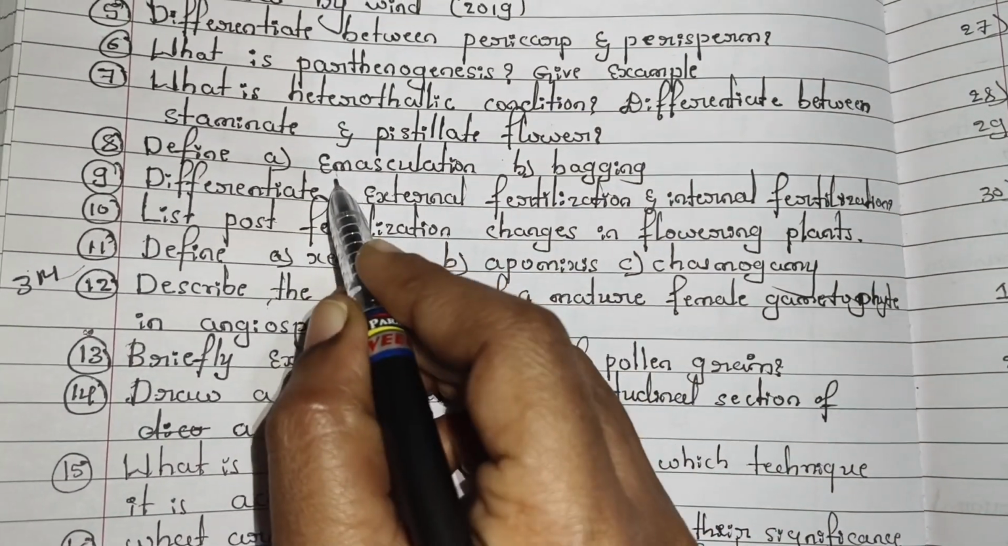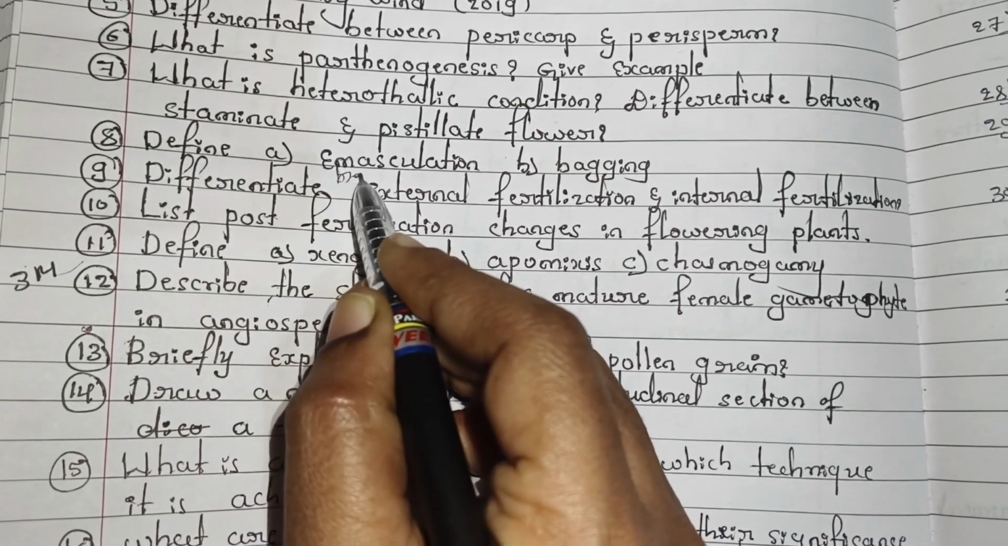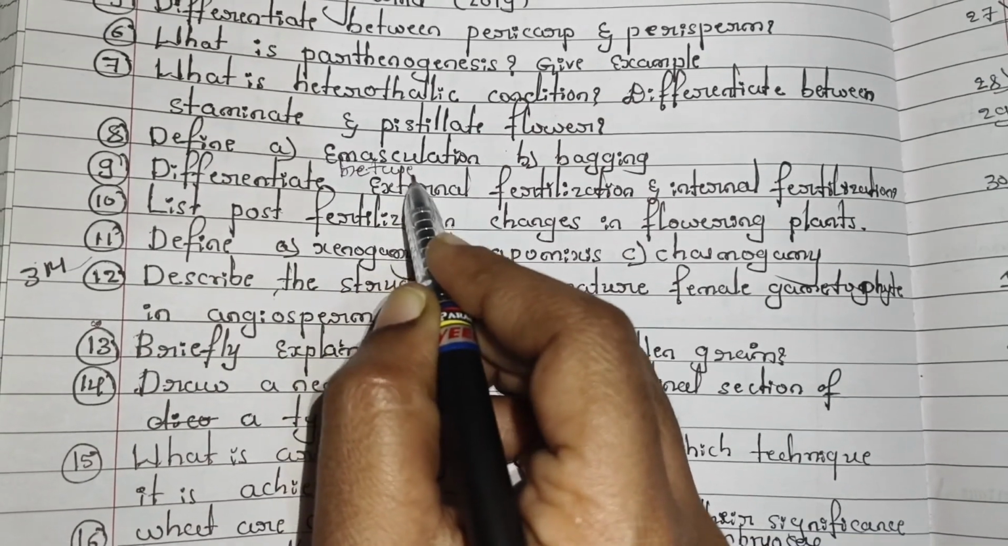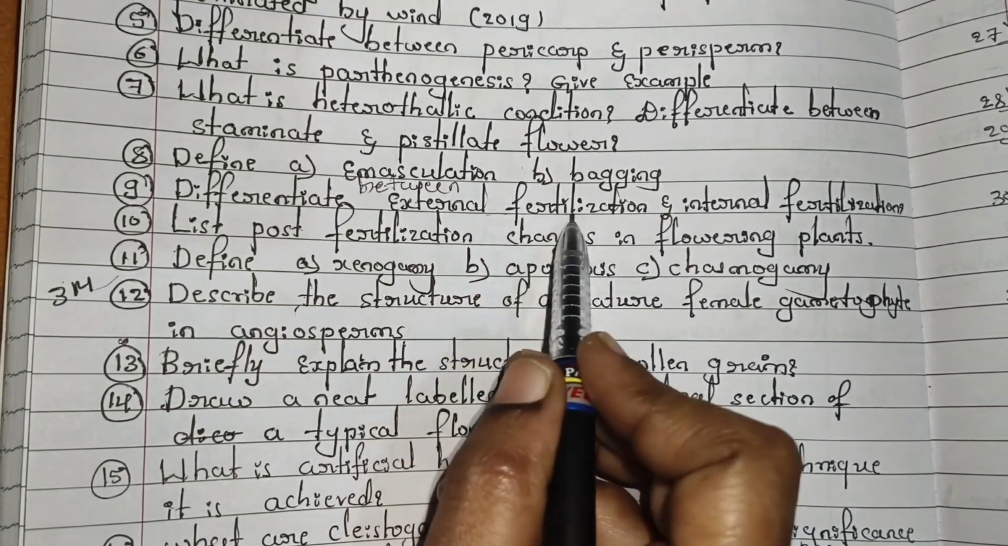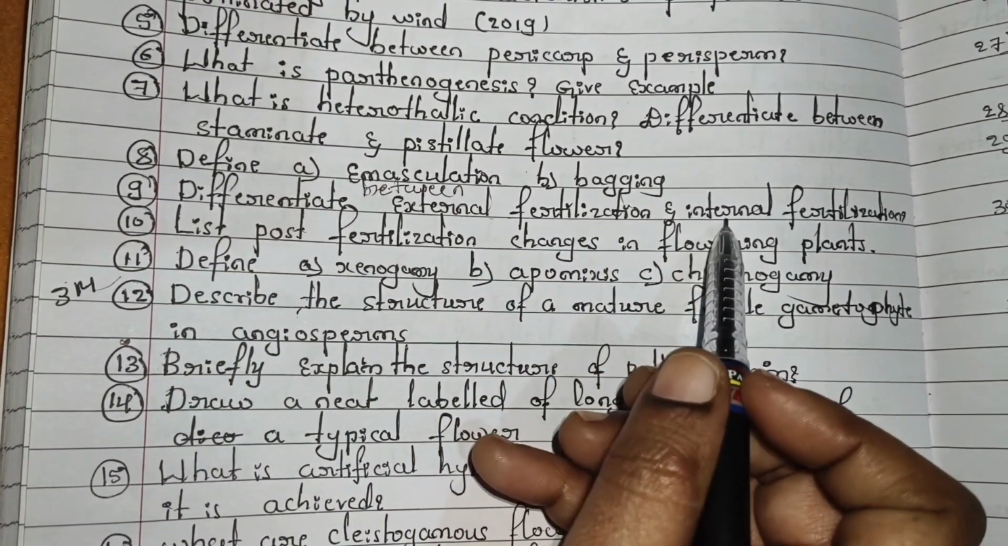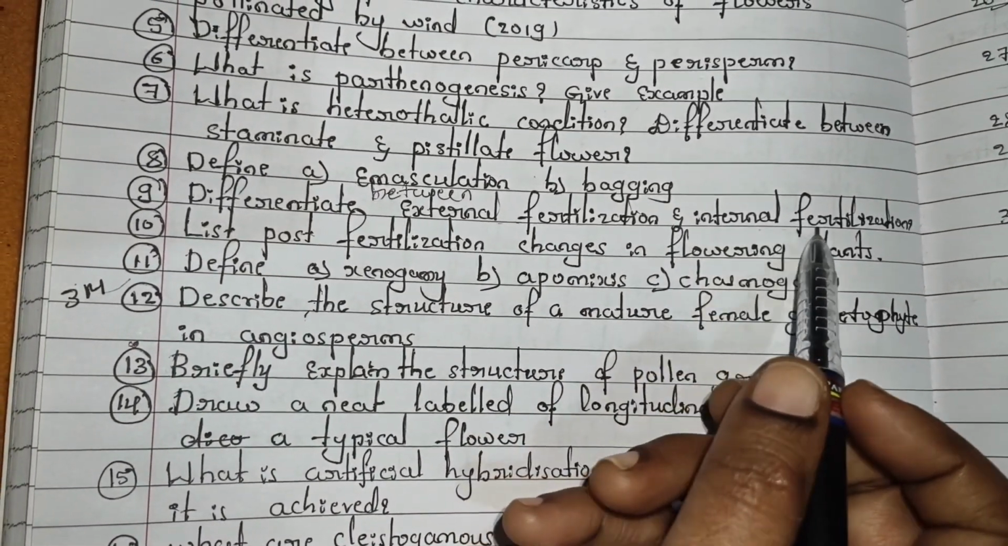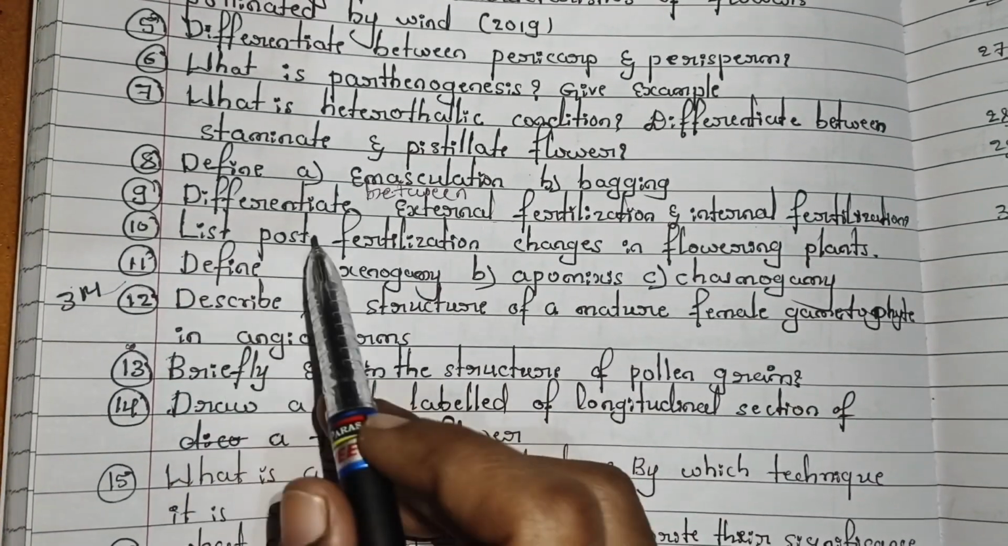Next is: differentiate between external fertilization and internal fertilization. External fertilization means fertilization takes place outside, and internal fertilization means fertilization takes place inside the body.